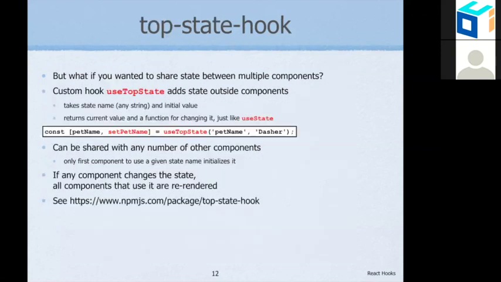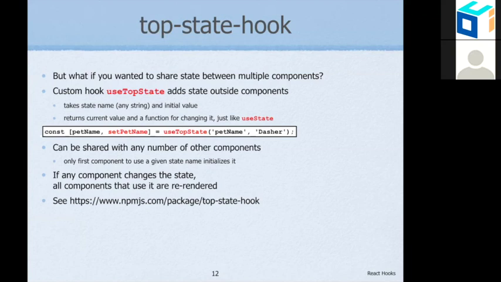You might be wondering, well, how would I achieve having a piece of state that gets shared between multiple components? This useState hook that comes with React can't do that for you. It just holds state within one component. But you could use a custom hook that's called useTopState to achieve this. And you see in the line of example code that it's almost exactly like useState. The only difference is that it has an extra first argument. In this case, it's pet name.